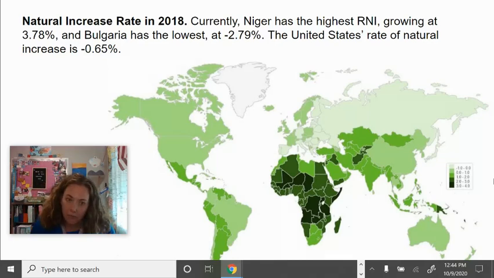Now, think about this for a minute. Our population in the United States is still increasing, but how is that possible with a negative 0.65% rate of natural increase? Migration, which again is not calculated in these numbers. We are a country people want to come live in. So even though we are not naturally making all these new babies, our population numbers still grow because of people wanting to come and live here. We have way more immigrants than emigrants, people leaving, okay?